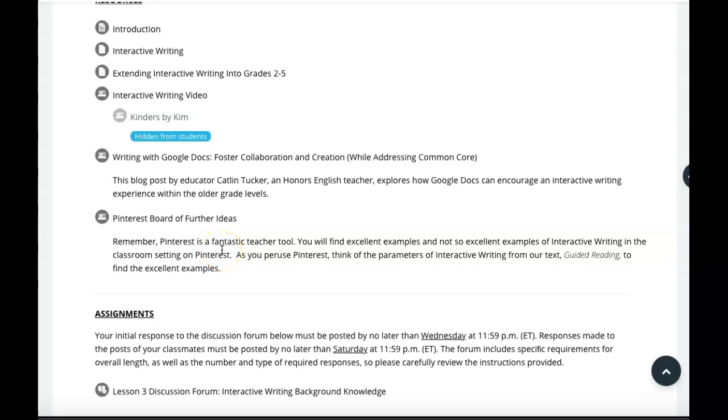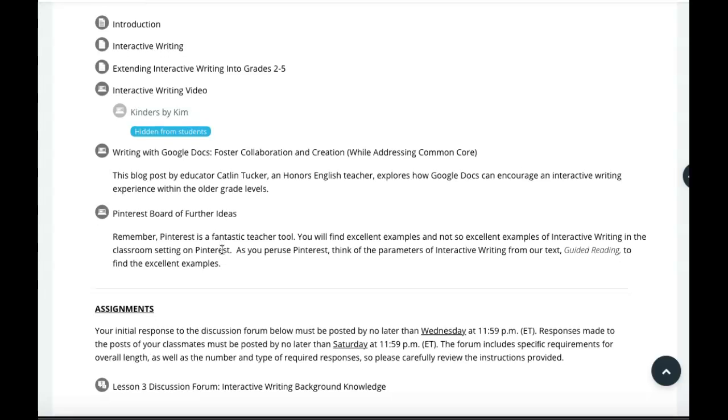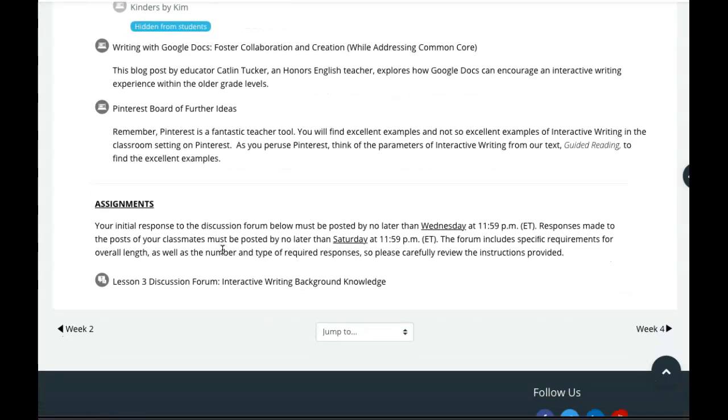But one thing I want to caution you, Pinterest is a lot like YouTube. You're going to find excellent examples of interactive writing on Pinterest and not so excellent examples. As you are looking at the examples on Pinterest, think about the parameters of interactive writing from our text and from the videos this week to find the excellent examples.